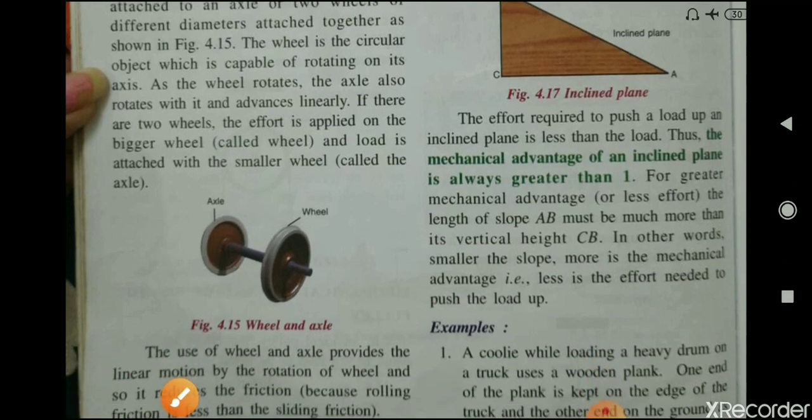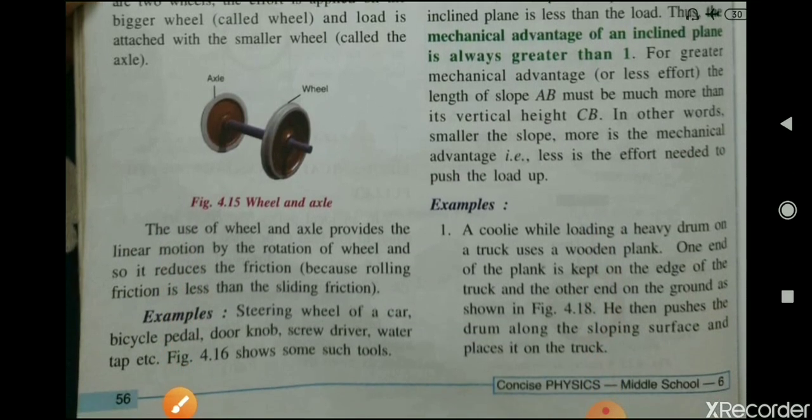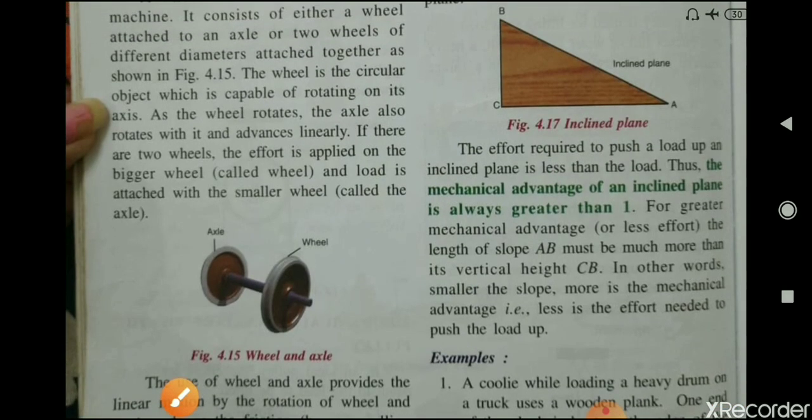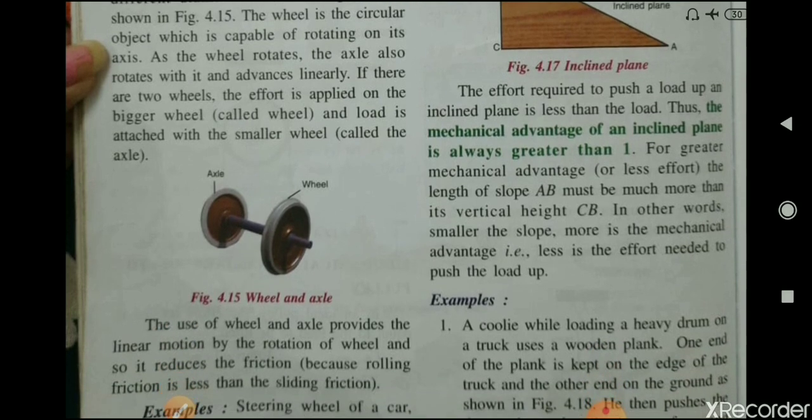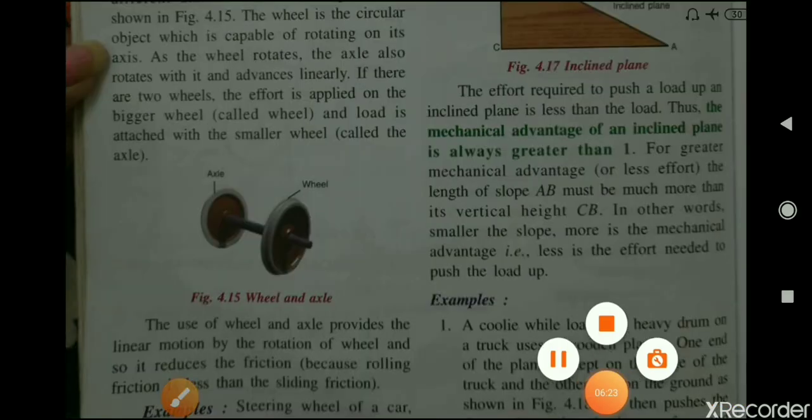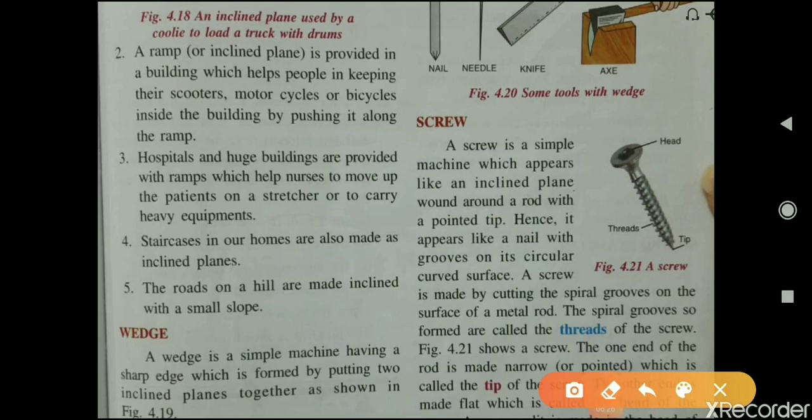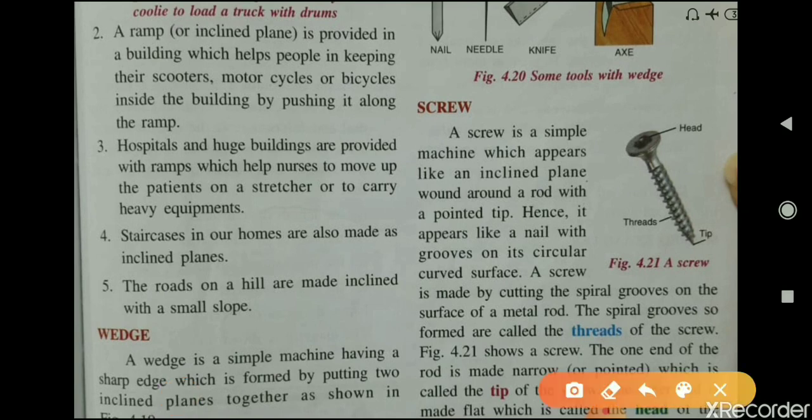Examples: while loading a heavy drum on a truck, people use a wooden plank. This is an example of an inclined plane. A ramp or an inclined plane provided in a building helps people keep their scooters, motorcycles, and bicycles inside the building by pushing them along the ramp. Hospitals and huge buildings are provided with ramps which help nurses to move up the patient, as well as staircases in our homes and roads on a hill. These are the examples of inclined plane.